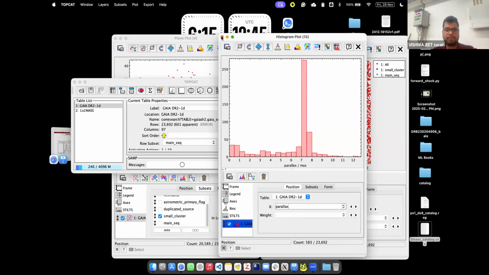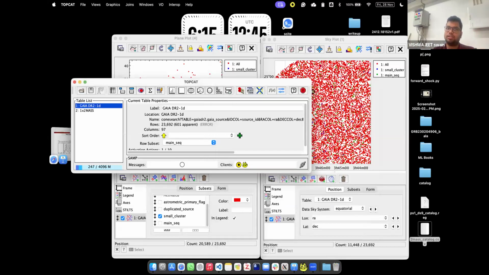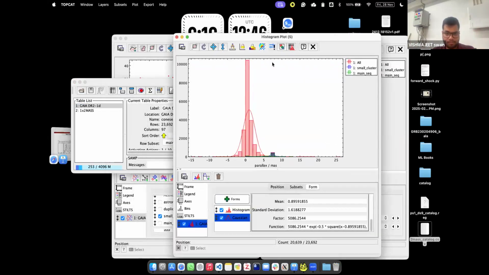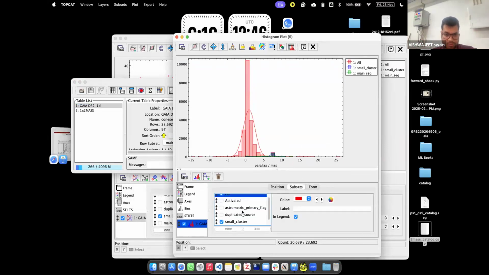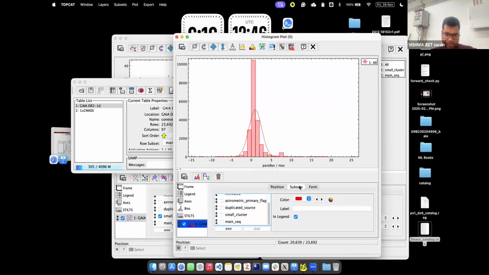Okay, so what I obtained before is something like this. So here you can see it plotted all the subsets. The original plot is the red one, and then the small cluster is another subset, and the main sequence is another subset. It is trying to plot everything. But we can remove that from here. From the subset, you can select that and remove it, and then you can play with that.